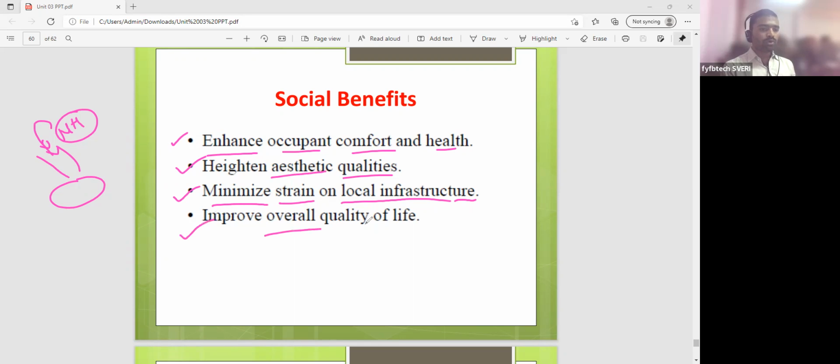Then it improves the overall quality of life. For those living in a green building system, it improves the overall quality because the air is good quality, the water is good quality, then automatically your food is also good quality, and then lifespan will automatically increase. Overall, the quality of life is good in the case of green buildings. So those are the social benefits.